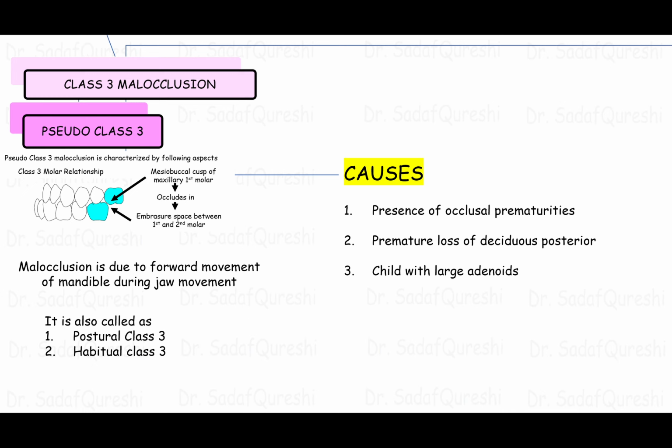So this is a little bit complex, but you will notice it whenever you see patients of these categories. So what are the causes of pseudo class 3 malocclusion? First is the presence of occlusal prematurity. The second cause is premature loss of deciduous posterior teeth, and the third cause is that a child with large adenoids can cause pseudo class 3 malocclusion.